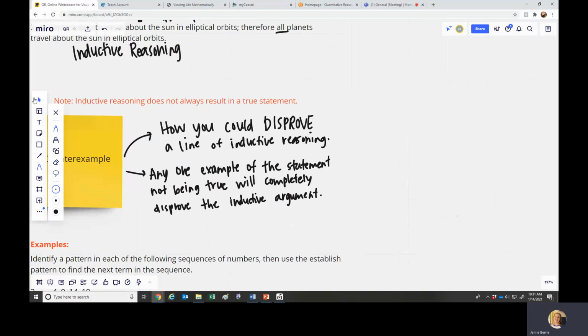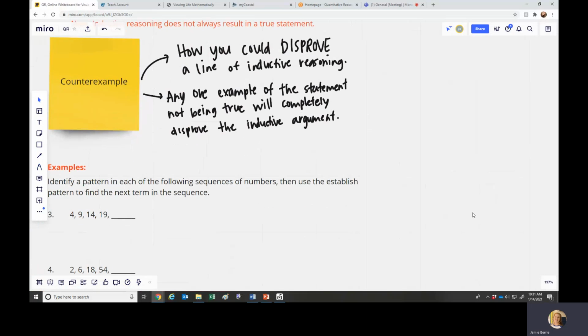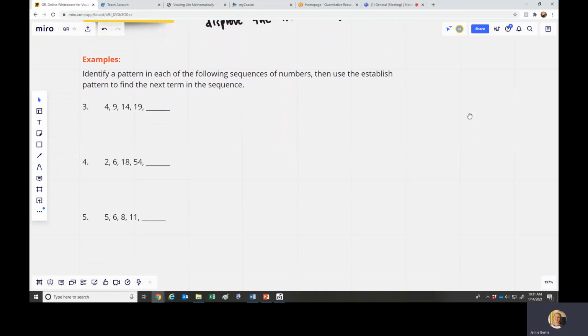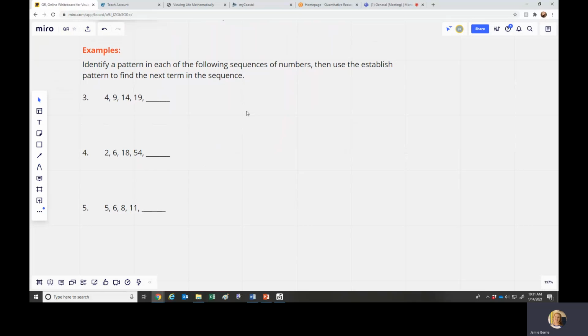All right, so I wanted to go through some examples here. You're going to have a couple of these on the homework. Don't let them stress you out. If you can't figure one out, all you have to do is take a screenshot or a picture of it and send it to me, and I can help you figure it out. It says, identify a pattern in each of the following sequences of numbers. Then use the established pattern to find the next term in the sequence.